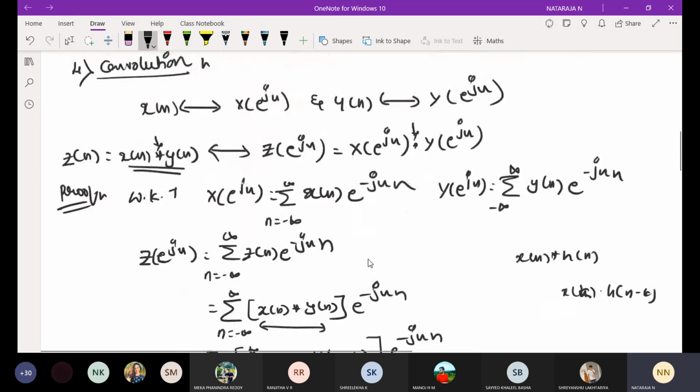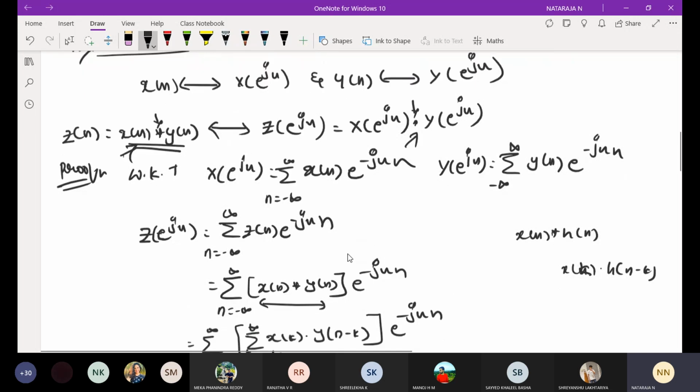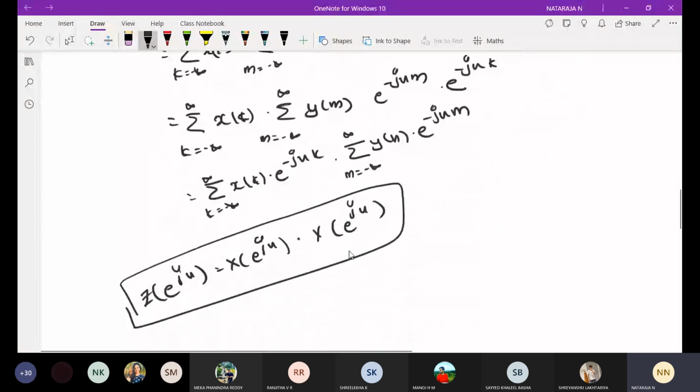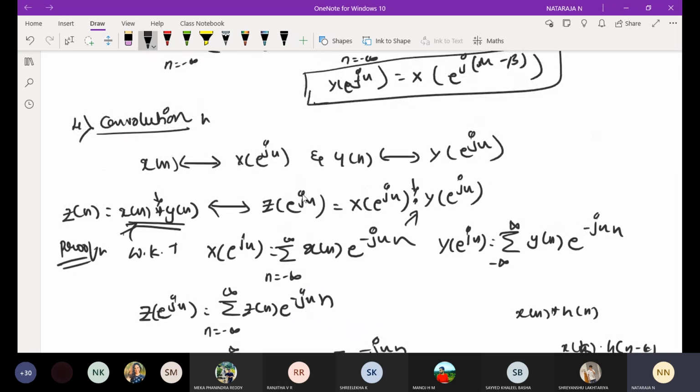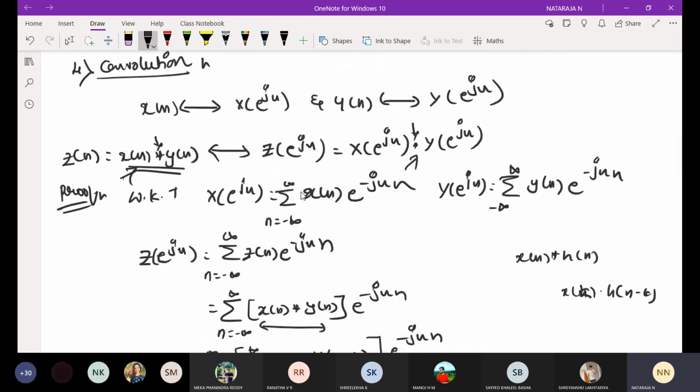See here, in the time domain we have a convolution, but multiplication in the frequency domain. That is the conclusion. Please make a note of this. Then we'll move to the next one, that is scaling. From the beginning you can write, this is the definition. From here you can write.